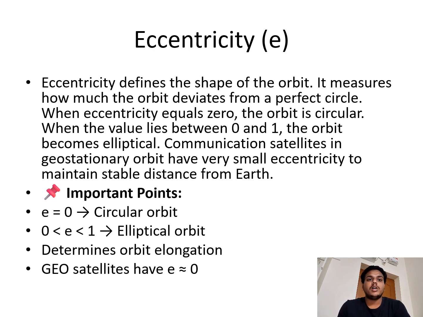It determines the orbit elongation. GEO satellites have eccentricity approximately 0. All these are the important points for the eccentricity.